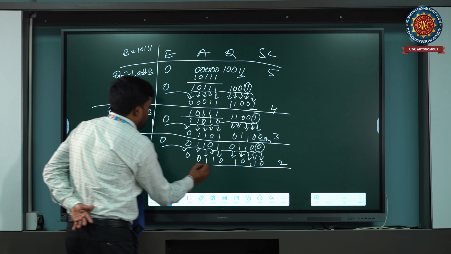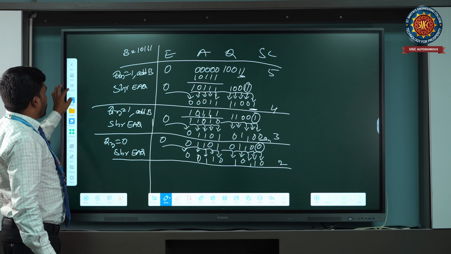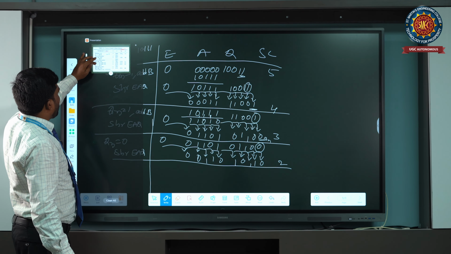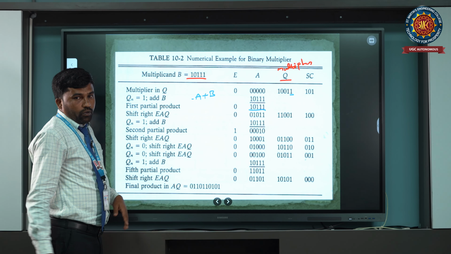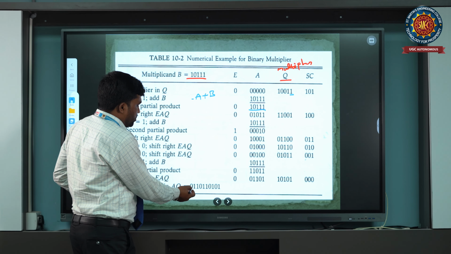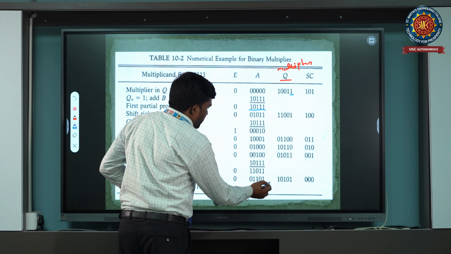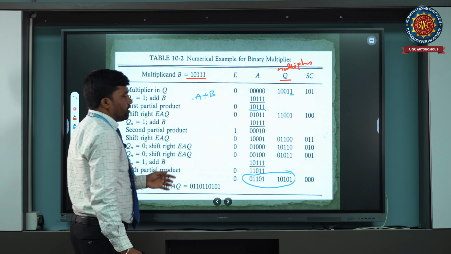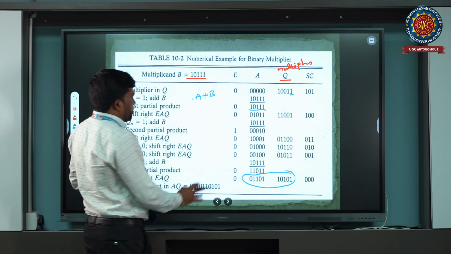Next coming with the second counter, like that we do all the process and we get the product here. Finally we get the AQ product. What is the product? 0 1 1 0 1 1 0 1 0 1. Finally the output, both the A register and Q register data together, is called the product of this multiplication.